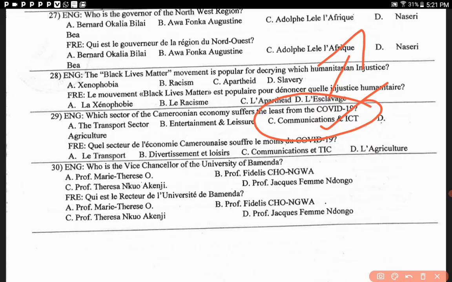Now, the last question, which happens not to be the least, wants you to know the Vice Chancellor of the University of Bamenda, Professor Teresa Akenji, who is the Vice Chancellor of the University of Bamenda. I'm sure the question was given to you. They thought it is going to be a dash question. This is the answer. C. Professor Teresa Akenji.